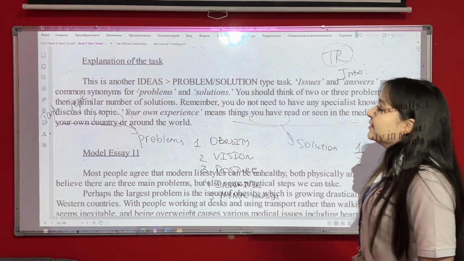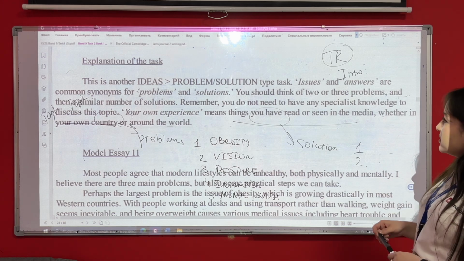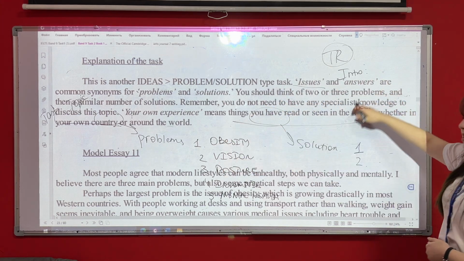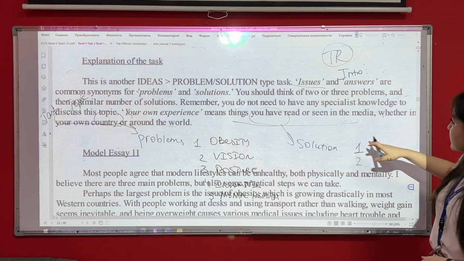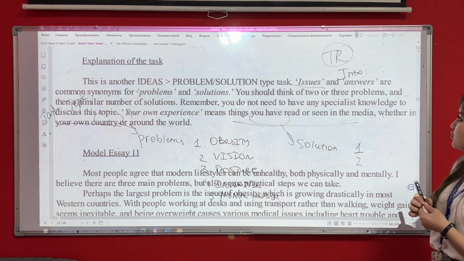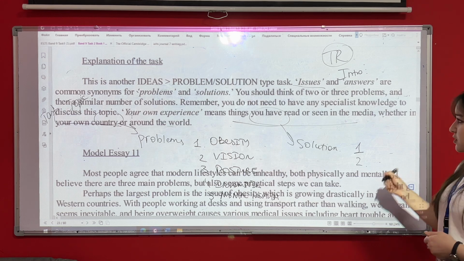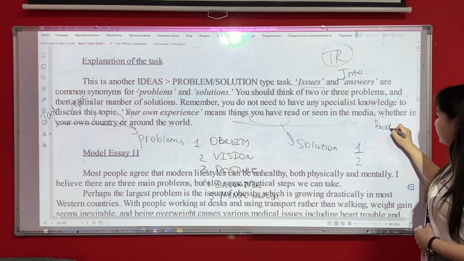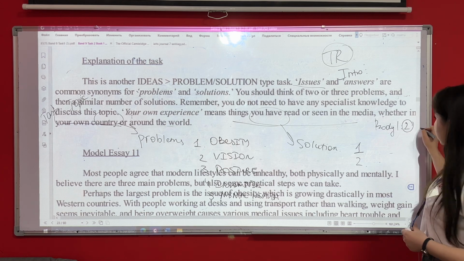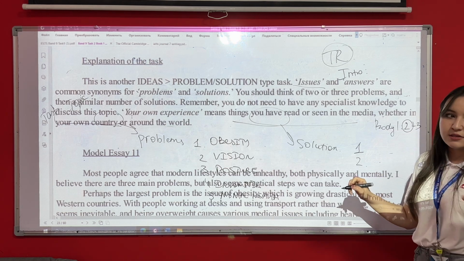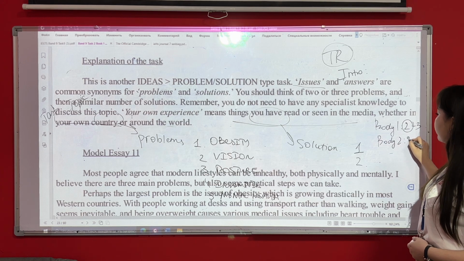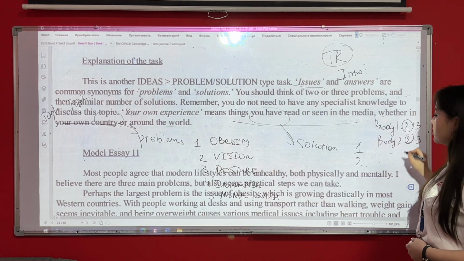Here it is. This is another ideas, problem, solution type of essay. Issues are problems, and answers are solutions, right? Yes. These are common synonyms for problems and solutions. You should think of 2 or 3 problems. It means that in body 1, you have to include at least 2 points, or 3 ideally, right? In body 2 as well, you have to include at least 2 or 3 possible solutions.